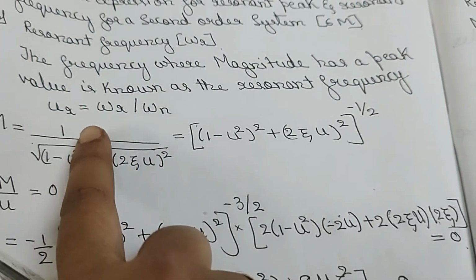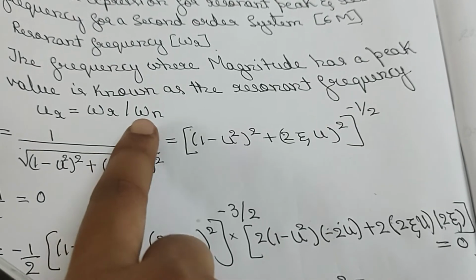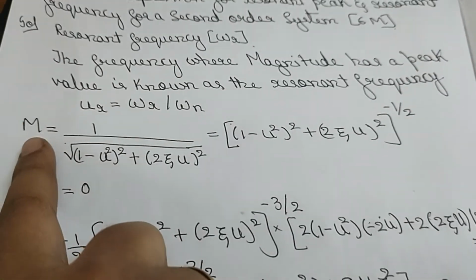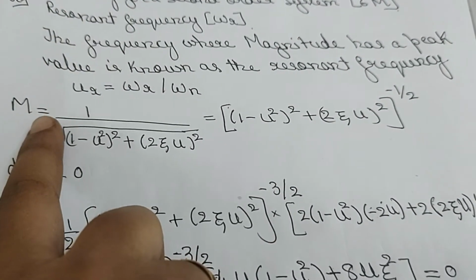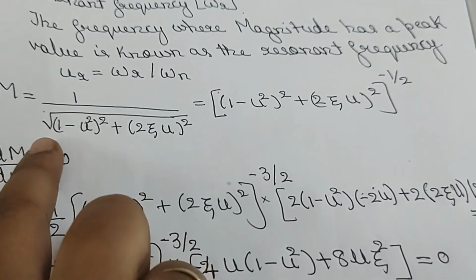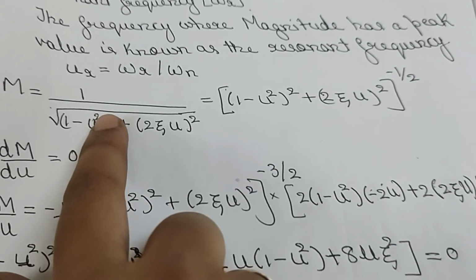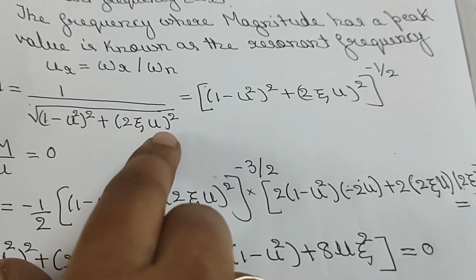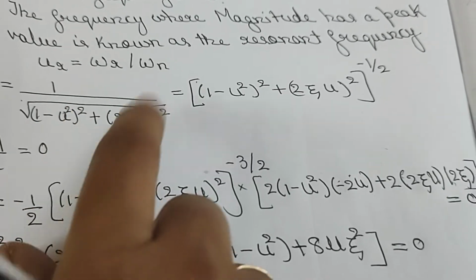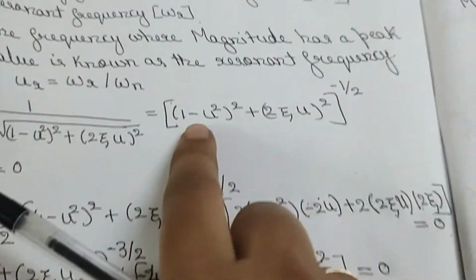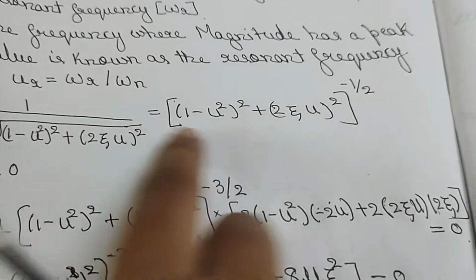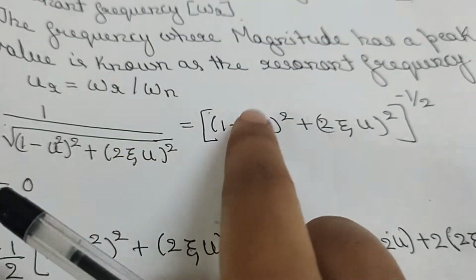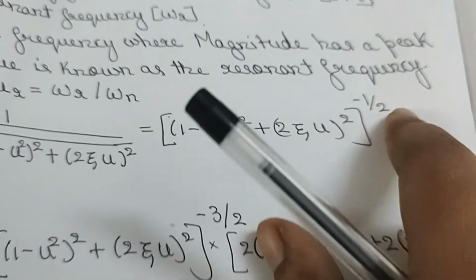u_r equals omega_r divided by omega_n. M is the magnitude of a second order system. M equals 1 divided by the square root of (1 minus u square) whole square plus (2 zeta u) whole square. This can be written as what? The square root can be written as the power of 1 by 2, and we have taken the denominator to the numerator, so it is minus 1 by 2.